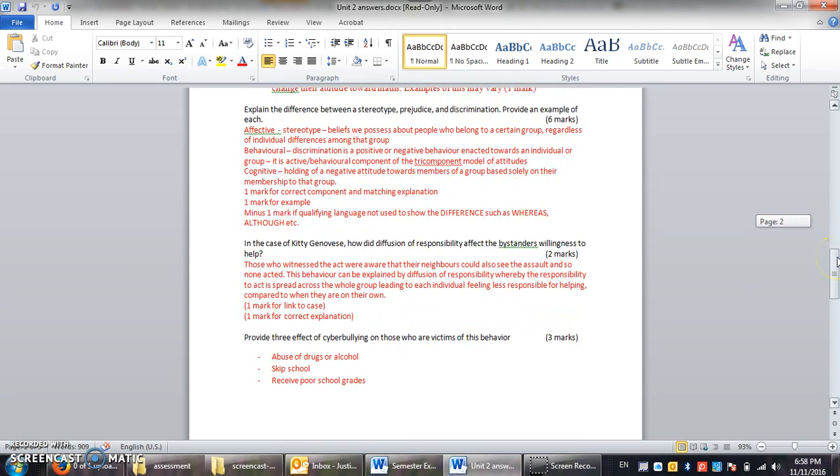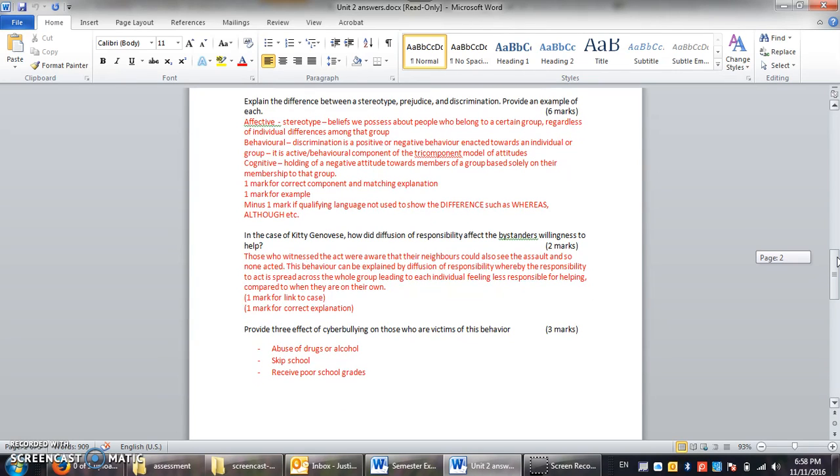Going down to the next question, explain the differences between a stereotype, prejudice and discrimination. Provide an example of each. So that to me is a 6 mark question. 1 mark for correct component and matching explanation, 1 mark for example. So being able to explain the difference. You've got stereotype is beliefs we possess about a person or people who belong to a certain group regardless of individual differences among that group.